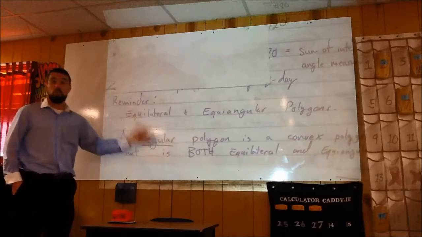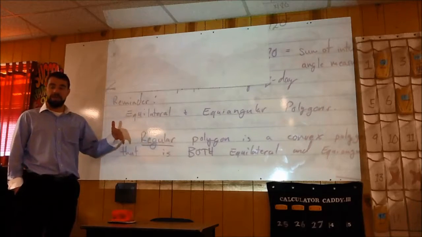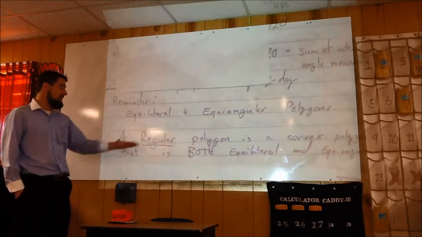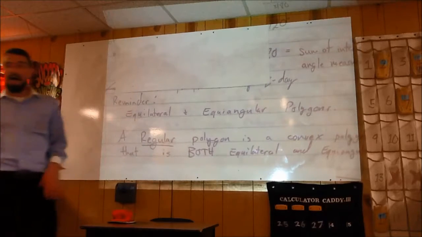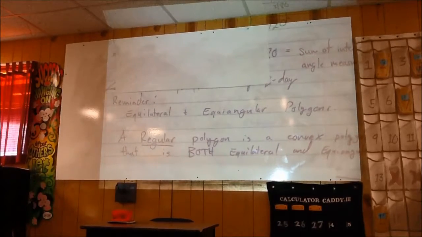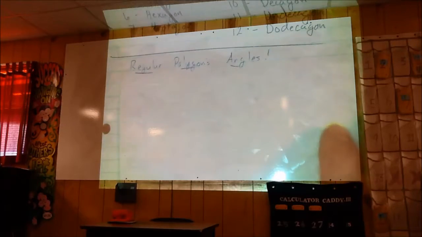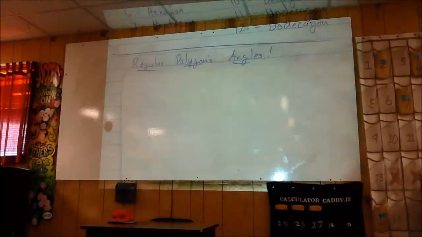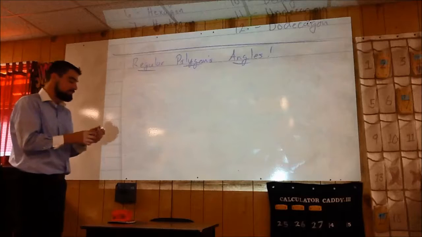So you can have a regular triangle, you can have a regular quadrilateral, you can have a regular pentagon, and so on and so forth. And that means regular means it is both equilateral and equal angular. You need to know what a regular polygon is. So knowing what a regular polygon is, below that we're going to start talking about the angles of some regular polygons.